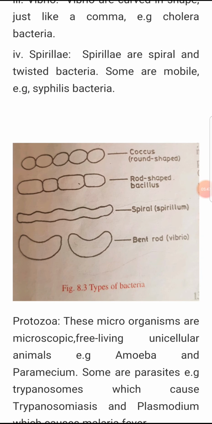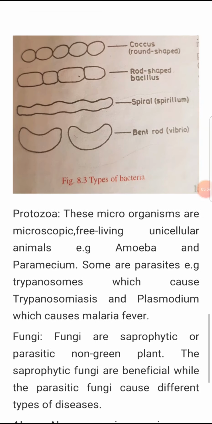Now, these are the shapes of the bacteria. This one has a round shape. This one has a rod-like shape, and this is called a spiral shape. And these are the bent rod bacteria, which are called vibrio.